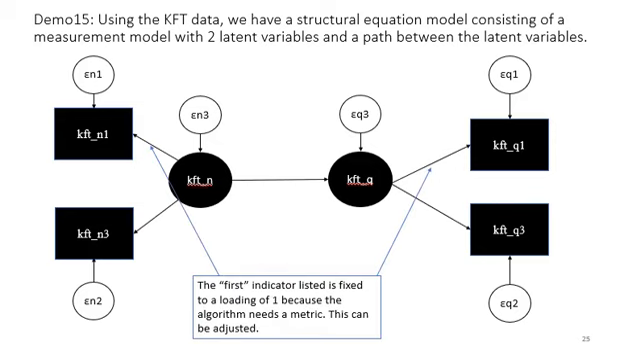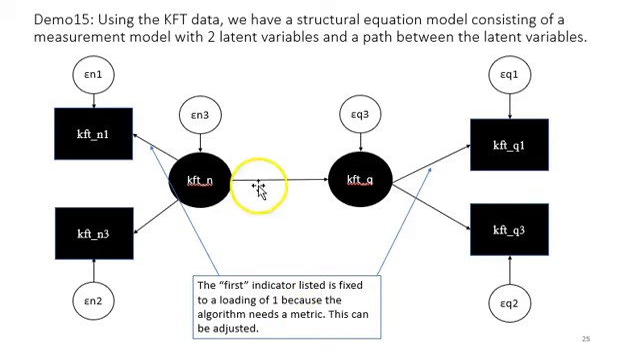Now, one of the issues with using confirmatory factor analysis or using a measurement model in a structural model is that the first indicator listed is fixed to a loading of 1 because the algorithm needs a metric. This can be adjusted. Remember, when you're doing this, there has to be some metric that's set to 1 in order to be able to compare everything to that metric within the measurement model. In different programs, like in Amos, it's really difficult to change that, but in Mplus it's actually really simple to change. In the event that you wanted to take a different approach, perhaps set your metric based on the variances instead, we'll show you an example of that.